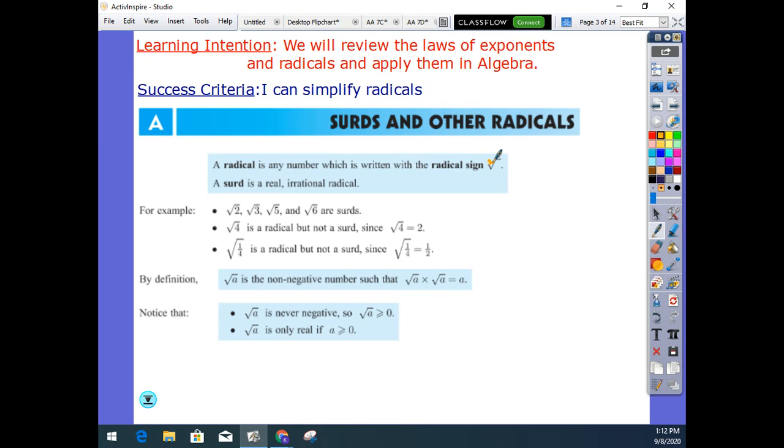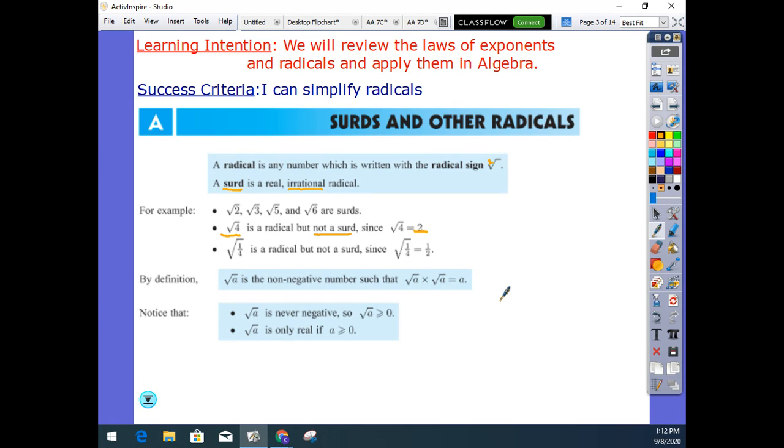All right. Surds are just irrational, which means we cannot take the square root. Okay, so square root of 2, square root of 3, square root of 5, square root of 6 are surds. We say the square root of 4 is a radical because it's underneath the radical, but because it has an actual square root, it's not a surd. I'll be honest, this is the first time in teaching IB for 6 years that I've heard the word surd, but it's not really that hard.